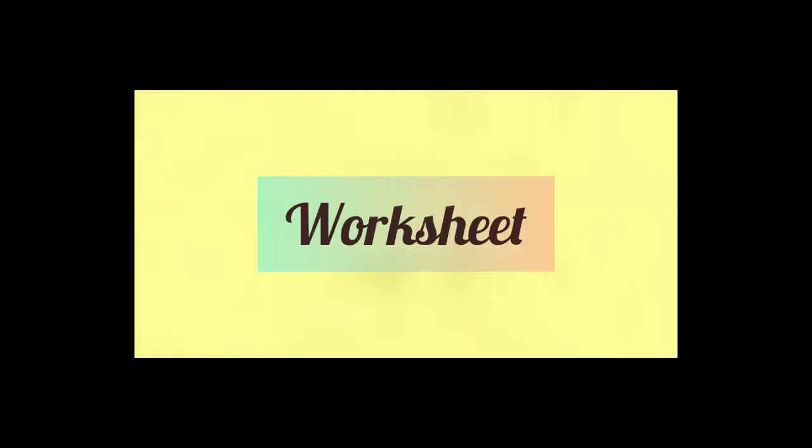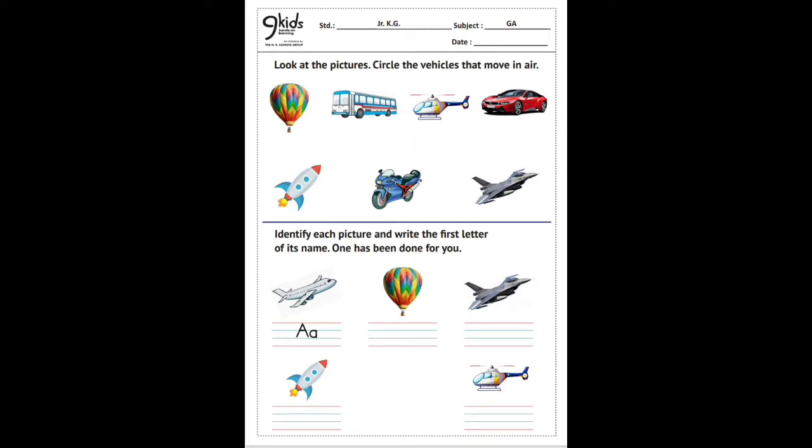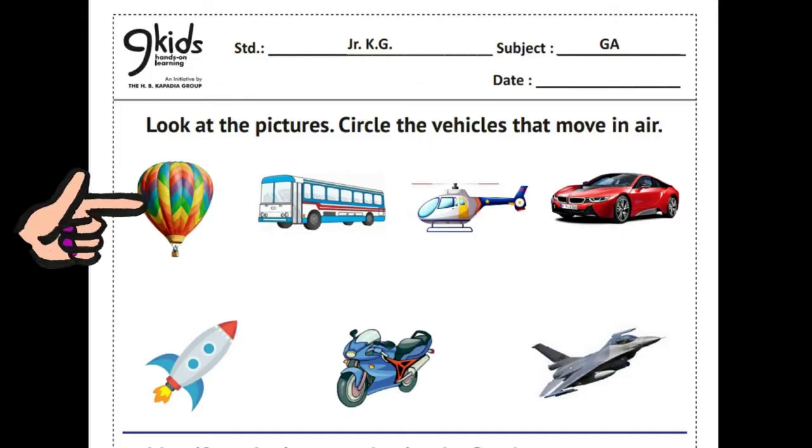Now kids, let us see worksheet of vehicles in air. Kids, here in this worksheet, you have to circle the vehicles that move in air. Let's see first picture. This is a hot air balloon. Hot air balloon moves in air, so you have to circle this picture.